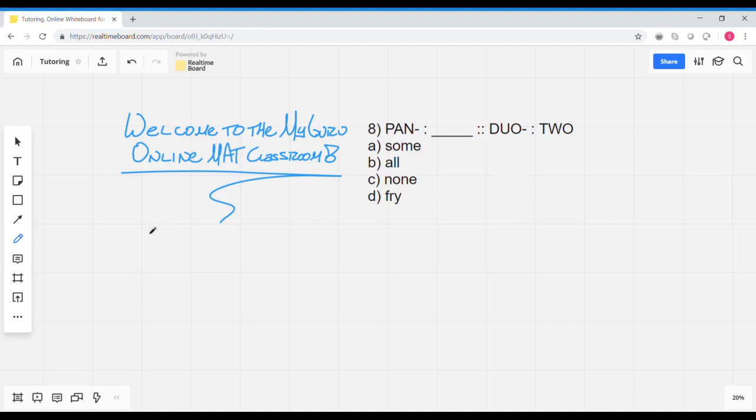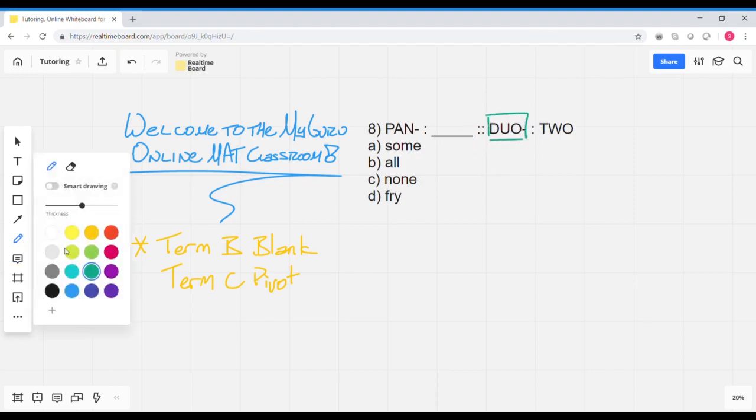Now, regardless of the type of analogy and the content within, our process dictates that we always start by identifying where the blank is in the given terms. In this case, we have term B as the blank, which means that our pivot term is going to be term C, because it is the only one that cannot relate to the answer choices because of those two double dots in the middle. So we need to figure out whether duo relates to two or to pan.